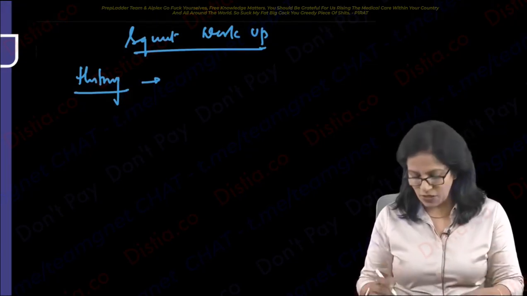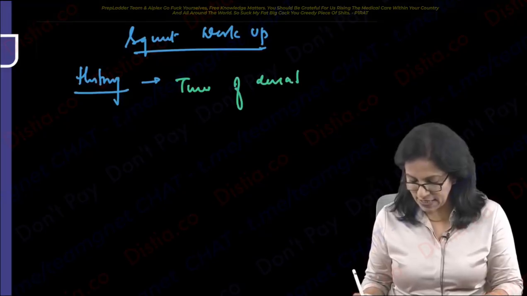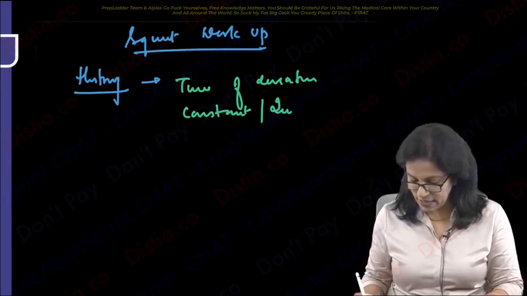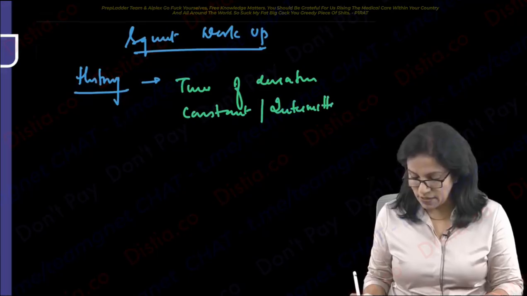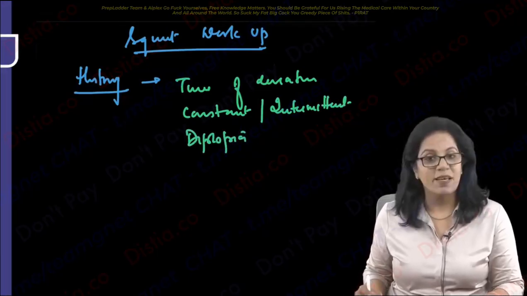We are talking about the deviation. What is the time of deviation? Whether the deviation is, as I said, constant or intermittent? What else can I ask? I can ask about diplopia, right? Whether this patient has diplopia, any double vision in any gaze, right?